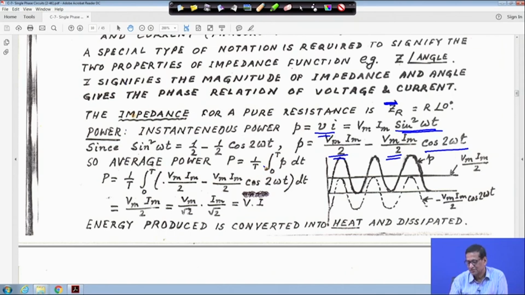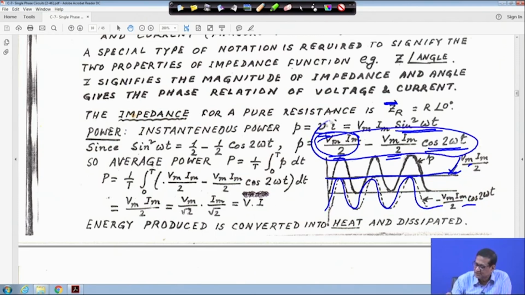Once you have done that, you take the average power, P is equal to 1 upon T, integral from 0 to T of P dt. If you look at the plot, this is the constant term, Vm Im by 2. This is my Vm Im by 2 line, it is shown. Another term is the double frequency term, minus Vm Im by 2 cos 2 omega t. Now, when you plot them together, this thick line is your P, this is the P plot.